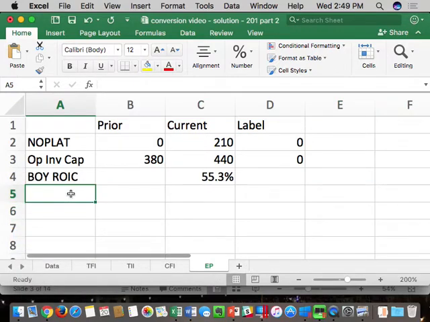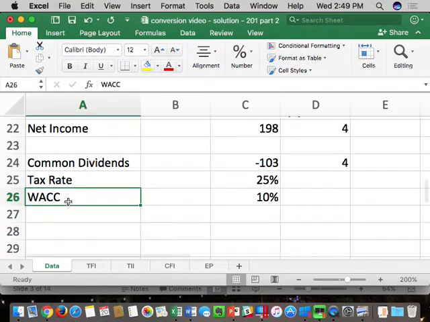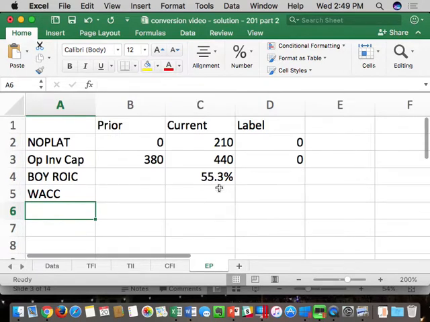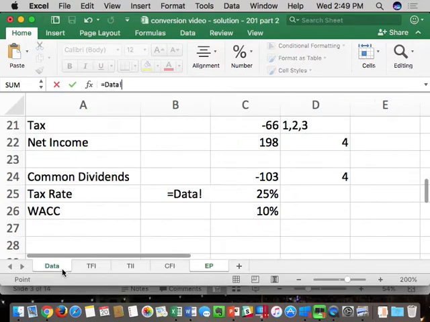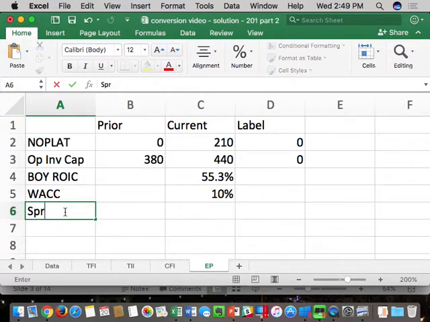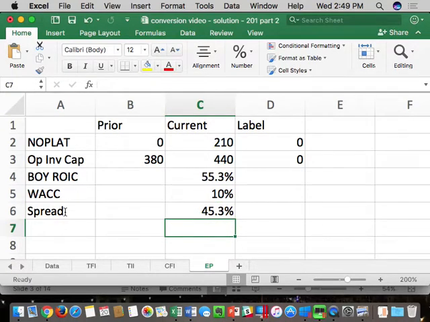So the next thing I need is a WACC. Now, in this simple example, you didn't have a WACC, so what I'm going to do is come down here to the bottom of the data tab, and in the last section, I added a 10% WACC. I'm just making it up, 10% cost of capital. So I'm going to carry that forward to this tab, so equals 10%, just arbitrary. I'll tell you what the WACC is. So that we calculate a spread, which is the difference between the ROIC and the WACC. Okay, so we have a positive 45.3% spread during this year.